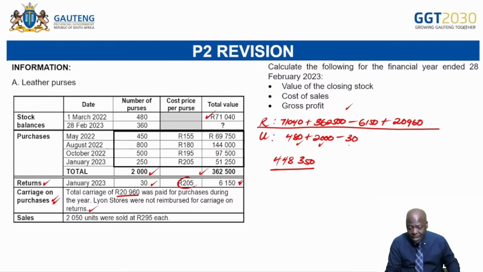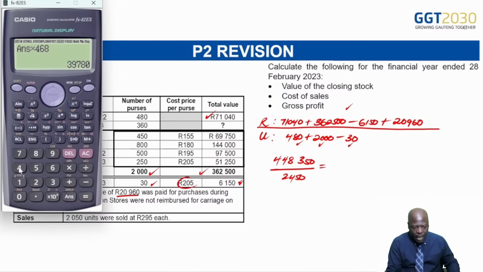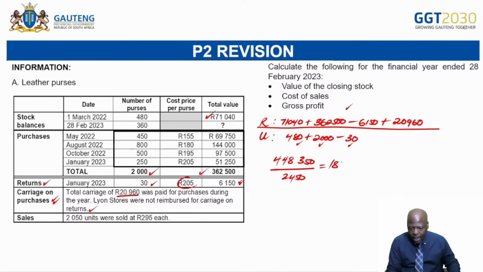480 plus 2,000 minus 30. That's going to give you 2,450. All right. And then we divide that now. How much is that going to give us? So we say 448,350 divided by 2,450. And that gives you 183. Then we say that 183 is the average price per unit.